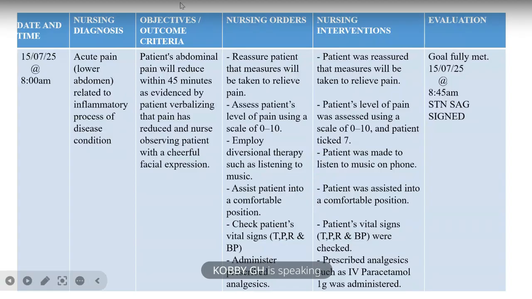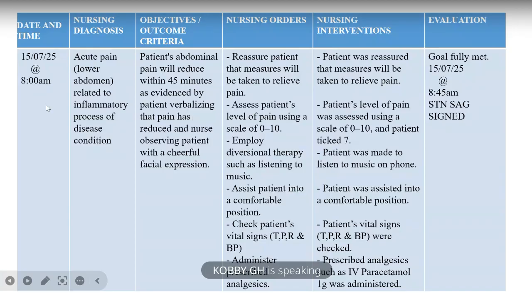So let's pay attention to something. Look here. The objective stroke outcome criteria. You see the time frame is 45 minutes. That 45 minutes, add it to your time here. You get 8:45. Then you come here, go fully met. You write the same dates that you have over here. You write it under it. Then you write the time. Then the 45 minutes that you've added to the 8 a.m., 8:45, you write it under it. Then you write STN. Then your initials. Then you sign your signature.